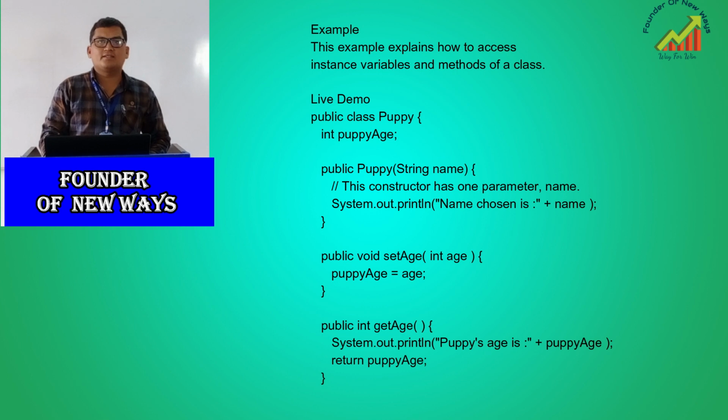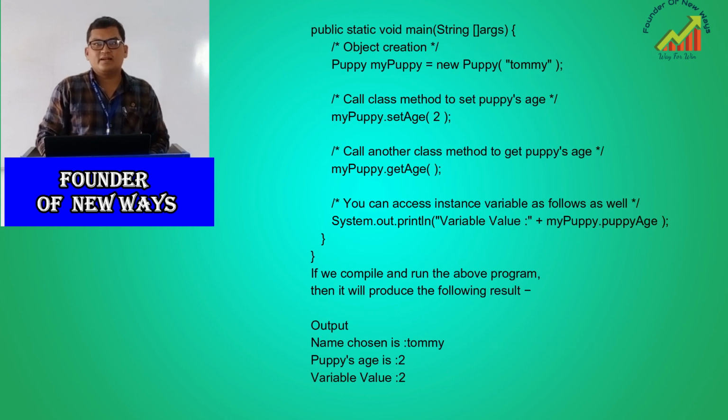There is a class Puppy and a constructor Puppy. This constructor has one parameter, name, and in the main method the following statement would create an object, myPuppy. Okay, if we compile and run the above program, then it will produce the following result. You can see here the output. Passed name is Tommy.